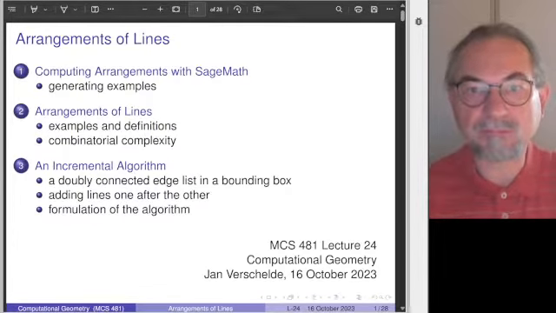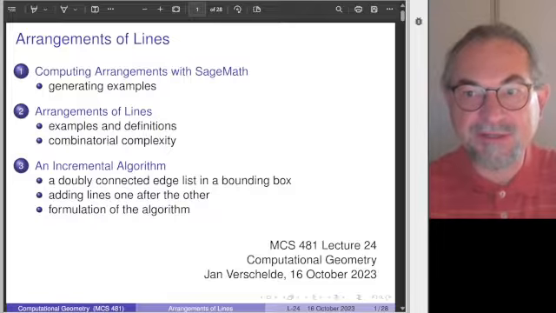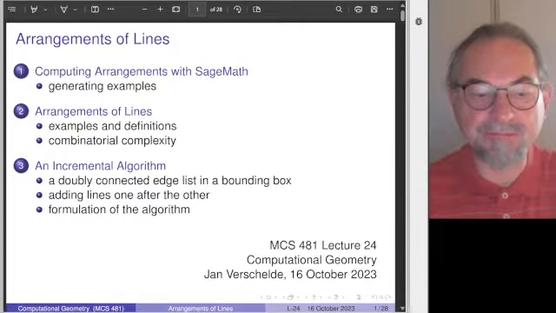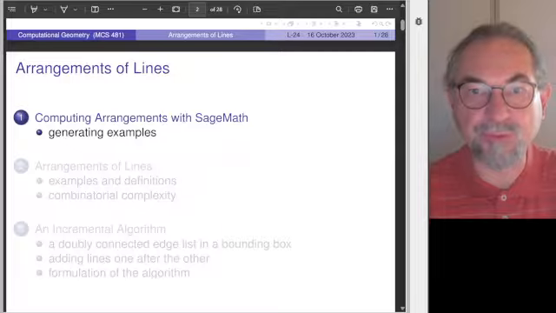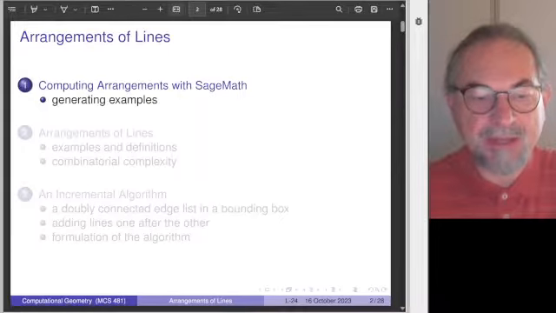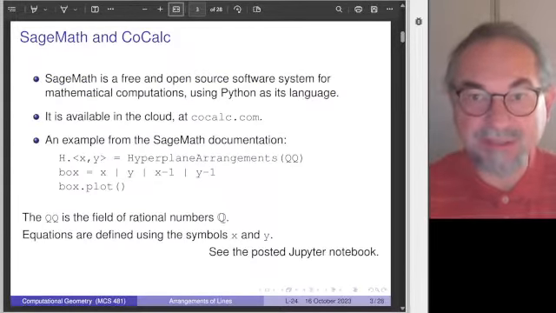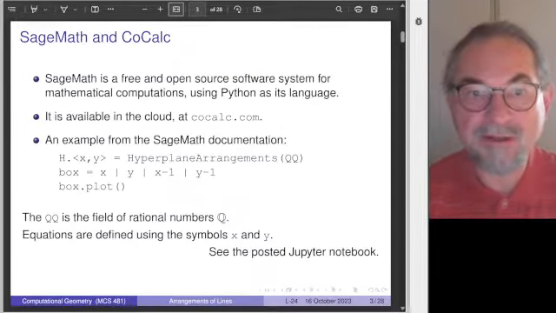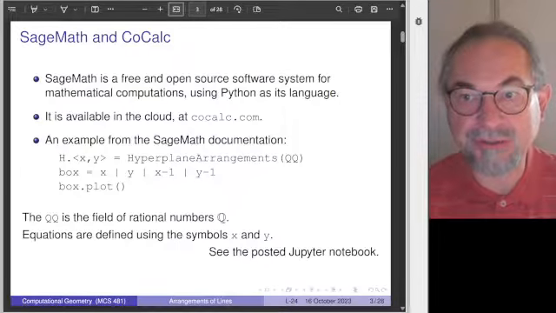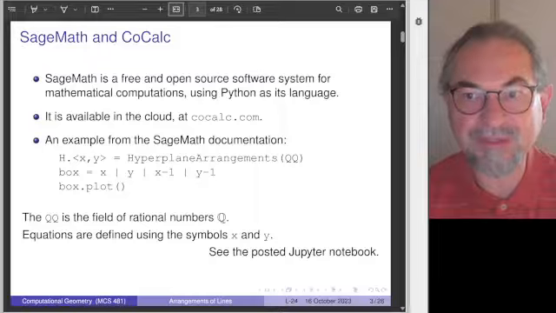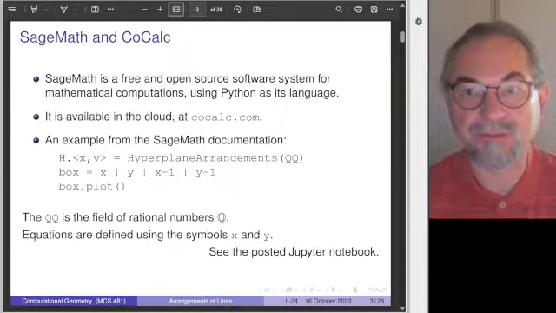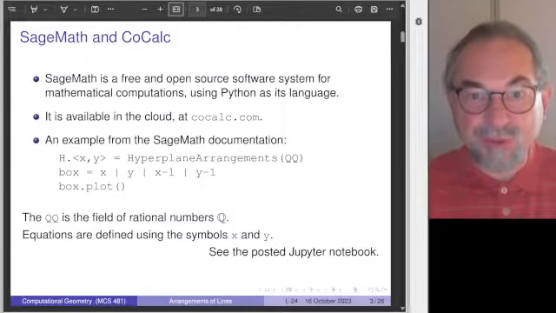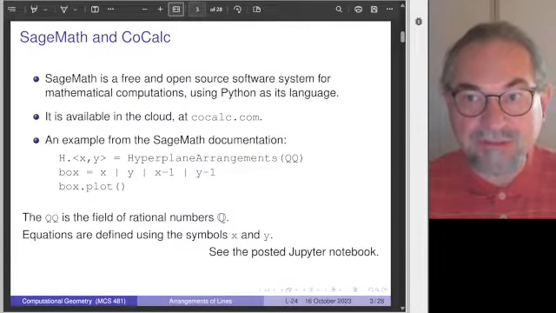But let me first say, if you want to see many examples, then you have a computer generating them. And there is the software SageMath. SageMath is free and open source for mathematical computations. It uses Python as its language, so it's quite straightforward to use. It's not only free and open source, it also runs in the cloud.